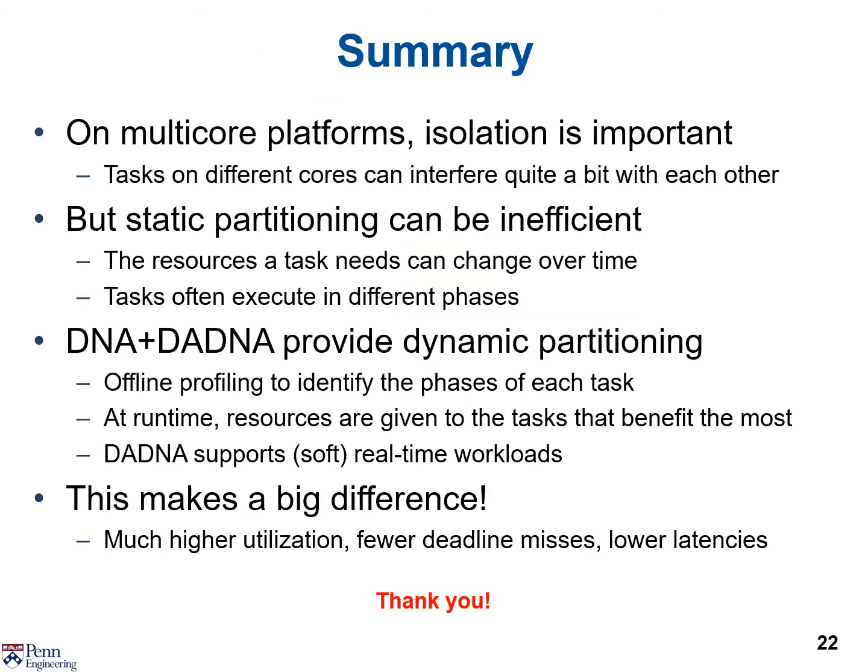In summary, isolation is incredibly important to achieve predictable execution times on multi-core platforms. Previous state-of-the-art techniques use static resource allocation to isolate core interference, but end up doing so ineffectively. By acknowledging that the resource demands of a task change over time, we are able to identify and define unique phases of execution which provide insight into a task's changing resource sensitivity and rate of execution.